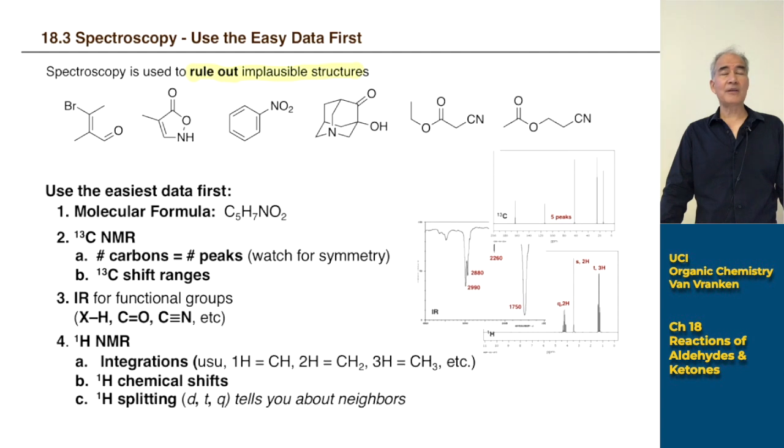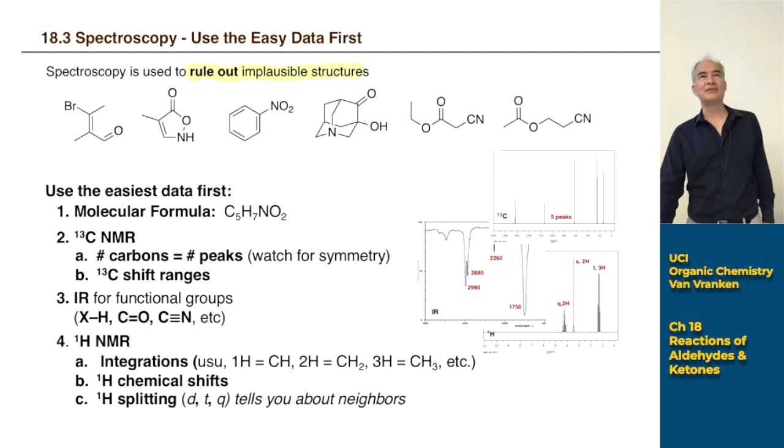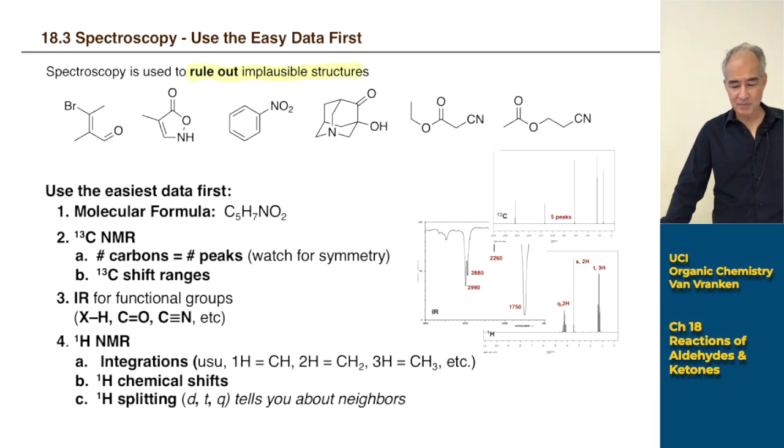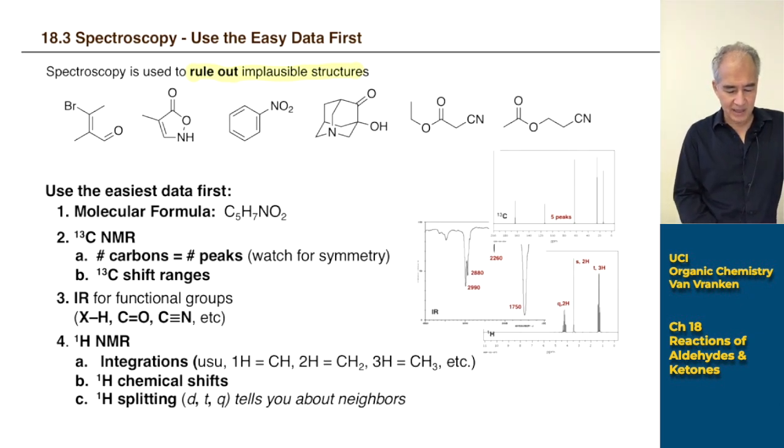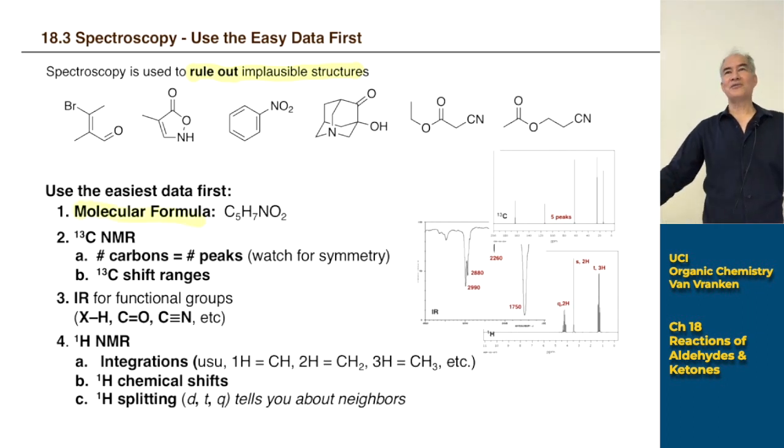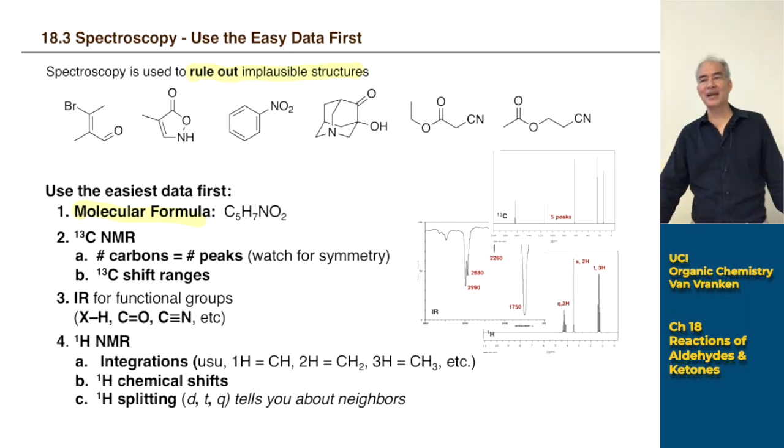Let me tell you that the first thing you should always do with spectroscopy problems is use the easiest data first. Cross out as many of these possibilities using the easiest things first. And so what is the easiest piece of data that you always have, or not always, that you could possibly have in spectroscopy problems? That would be the molecular formula. Anybody can use a molecular formula. You don't need to be some advanced organic chemist to know how to use a molecular formula.